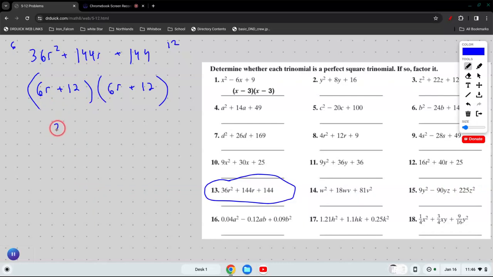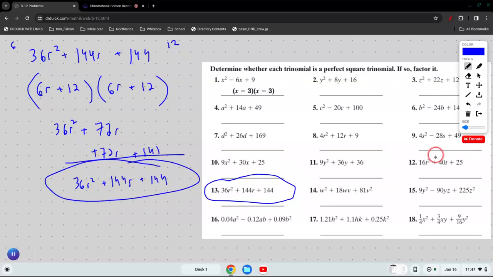6 times 6r is 36r squared, right? 6 times 12 is plus 72r. And then we go, this is plus 72r. 12 times 12 is plus 144. Easy enough, right? 36r squared plus 144r plus 144.